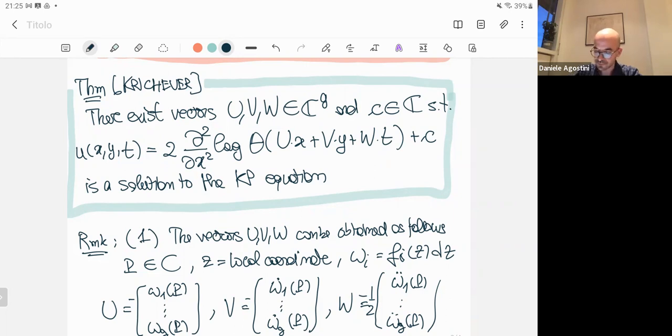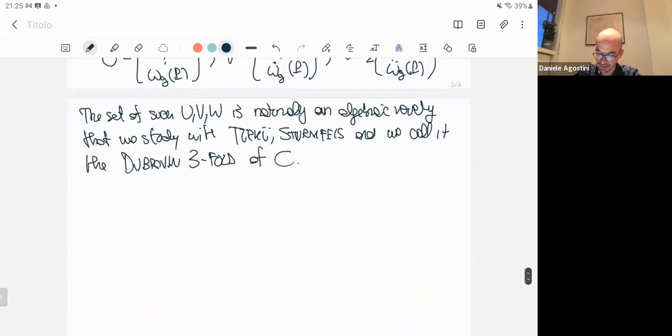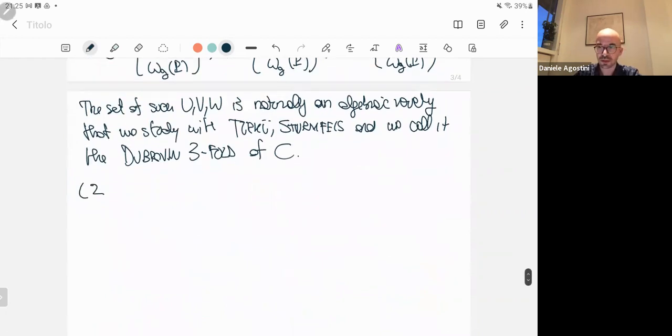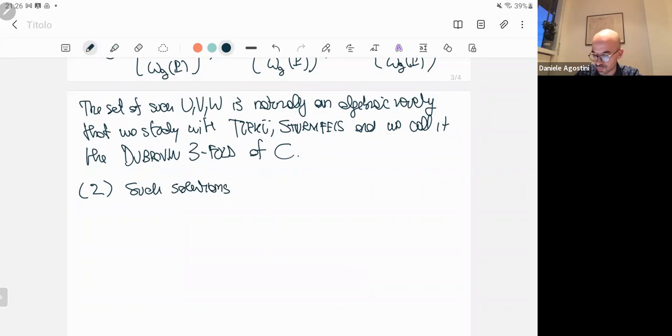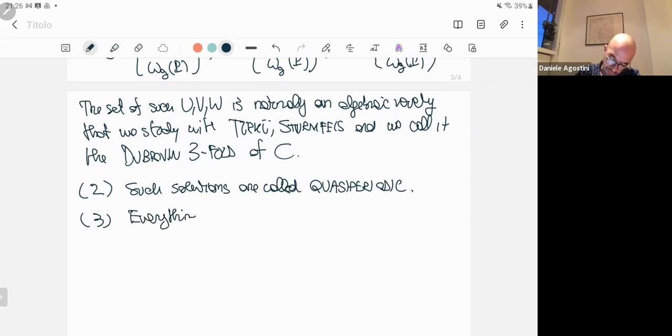And something else I can say is, let's just give a name to this. Such solutions, these are not all solutions to the KP, there are many more, but such solutions are called quasi-periodic, from the quasi-periodicity of the theta function. And everything here is explicitly computable.